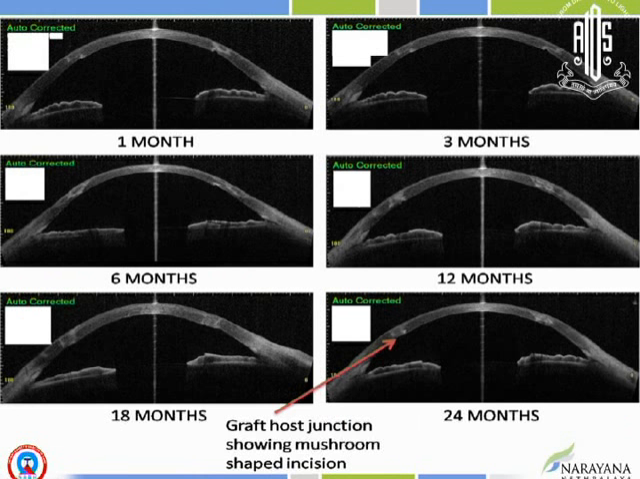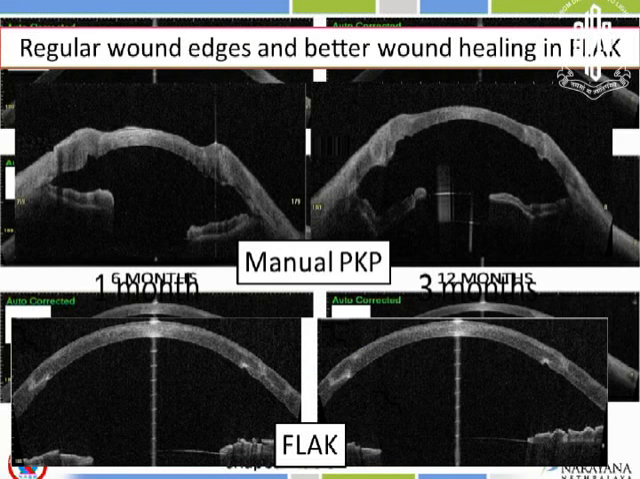These are anterior segment OCT images at serial follow-ups where we can see the mushroom configuration of the graft and good graft host apposition and early wound healing and stabilization of the graft host junction right at the first month, which has been maintained up to 2 years. When we compared the OCT images of a manual keratoplasty patient with a femtosecond patient at similar time intervals, we can see the difference in the graft host apposition and wound healing.